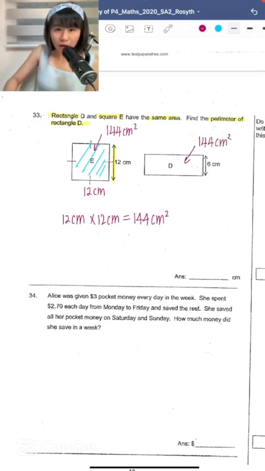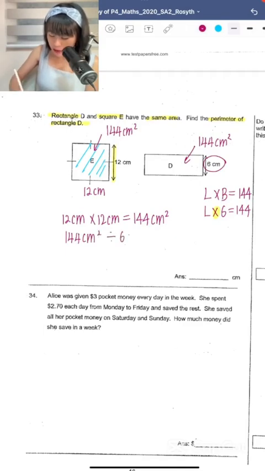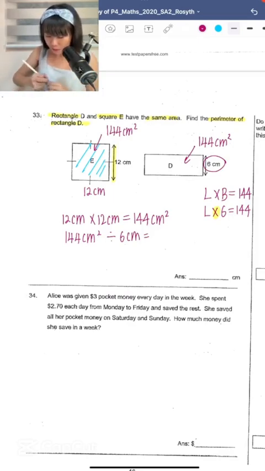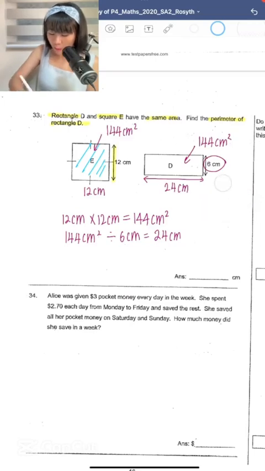Okay, now if you know the area of the rectangle is 144, and you know the breadth, you can actually find the length, because length times breadth gives you the area 144, which means length times 6 is 144, right? The reverse of it to find the length, instead of times, now the opposite is divide. So you take 144 cm square, you divide by 6 cm, you will get the length. So you do the long division, you should get the length of 24 cm.